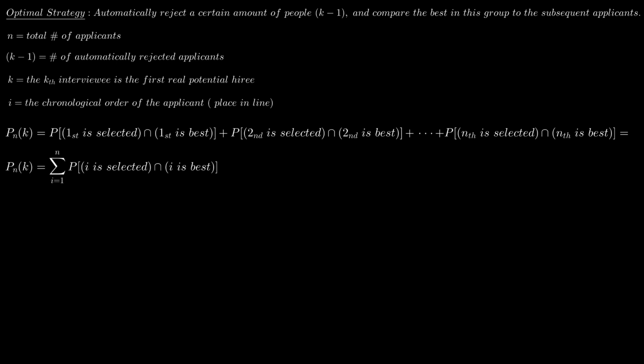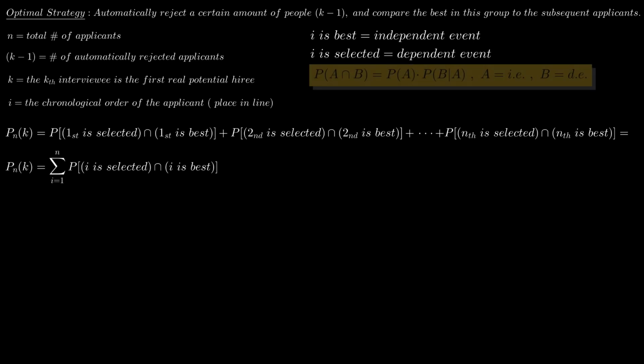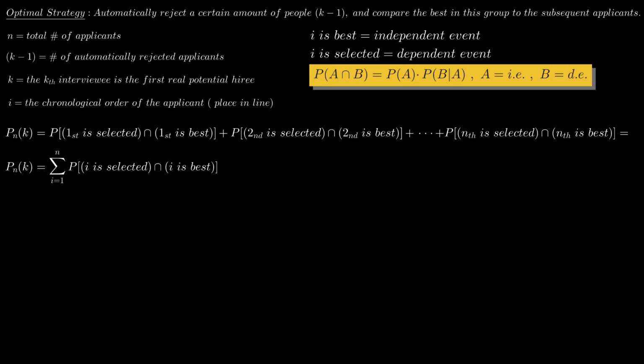So these two events are not independent events. One is independent and the other one is dependent on the other. Which one is which? Actually, you can make whichever you want as the independent event, but in this case we'll choose I is the best as the independent event and I is selected as the dependent event. Okay, so what's the formula for the independent and dependent events? Do you remember? It's probability of A intersection B equals probability of A times the probability of B given that A has occurred, where A is the independent event and B is the dependent event.